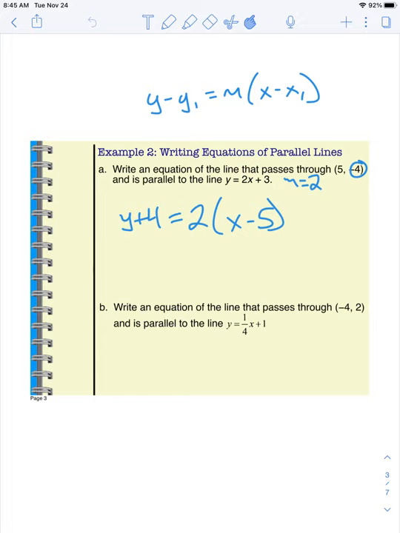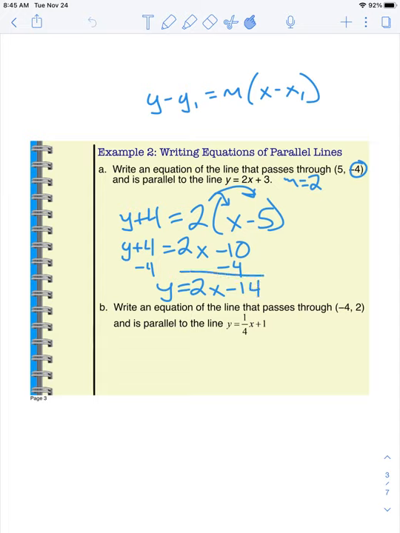So remember, there are 2 steps to convert point slope to slope intercept. Step 1 is to distribute the slope. So now I have y plus 4 equals 2x, and then 2 times -5 is -10. And then the second step is to get y by itself. So now we're going to subtract 4 from both sides, and I have y equals 2x minus 14. There's my equation.